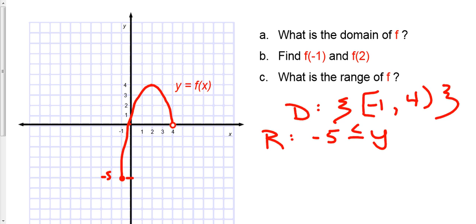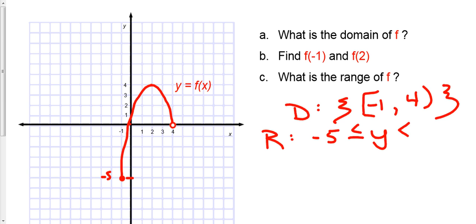Well, because we do it left to right, right? We assume we're reading left to right. So we say negative 5 is less than or equal to Y. Okay? And then this one is simply a less than. Less than, ooh, is it less than 4?